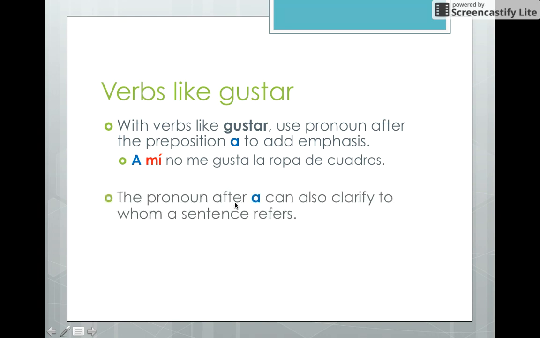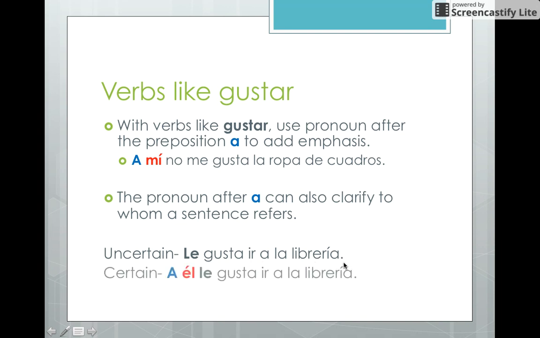The pronoun after a can also clarify to whom a sentence refers. So if your subject is not certain, you will just add le. Le gusta ir a la librería. If it is certain, you will add your a before the subject. A él le gusta ir a la librería. He likes to go to the bookstore.